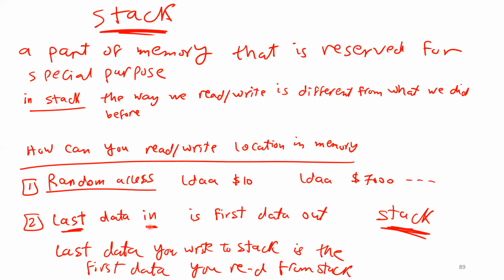Last data in is the first data out. The last data you store, the last data you write into the stack, should be the first data you read from the stack. So it's not random. If you tell the stack, give me a data, the stack is going to give you the last data you stored in the stack. So last in, first out.